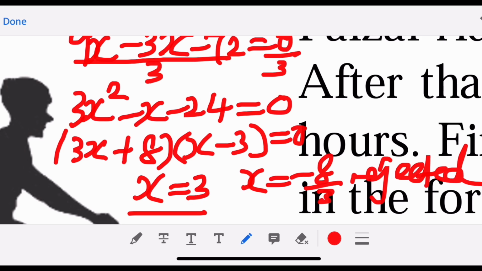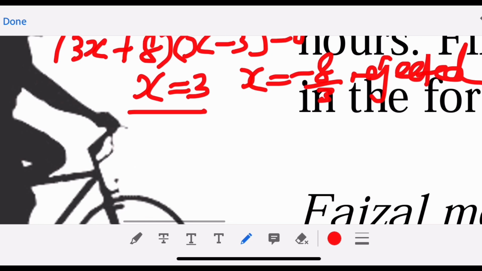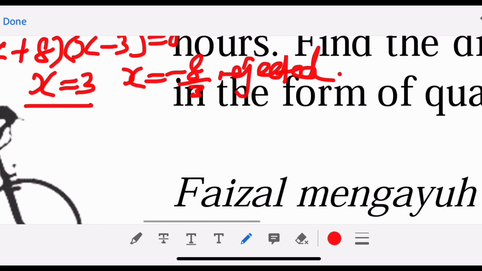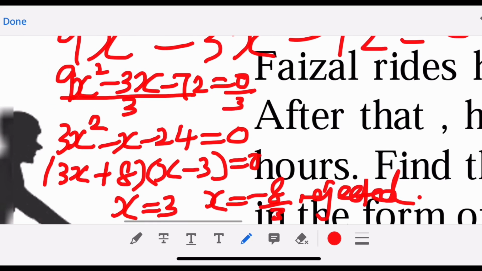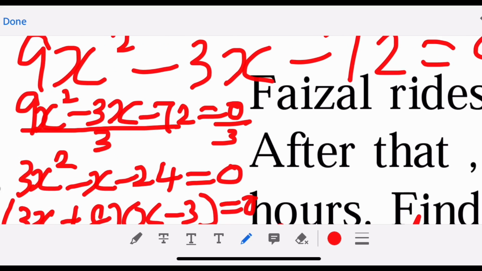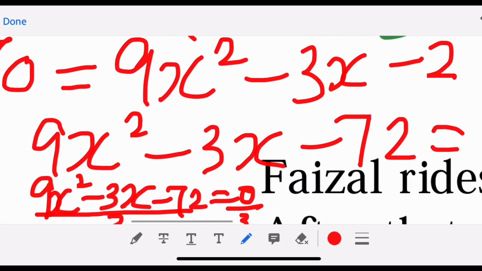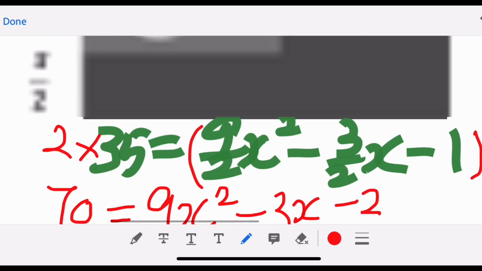Alright, you don't just solve the quadratic equation and write, okay, x equals 3, x equals negative 8 over 3. No, you cannot do it like that. You must understand the question, understand the wording, and answer according to the instruction of the question. Okay, I have tried my very best to explain how to answer a HOT question. It's actually quite easy if you really follow the steps.